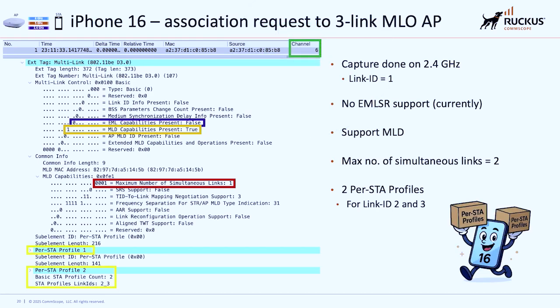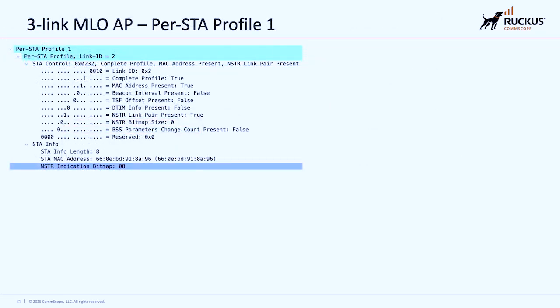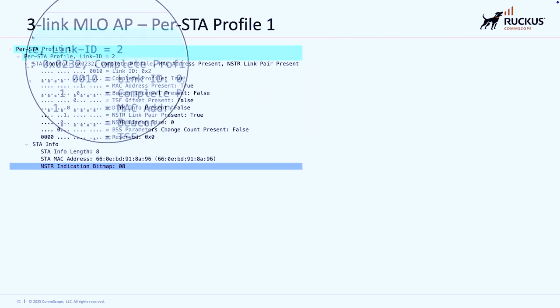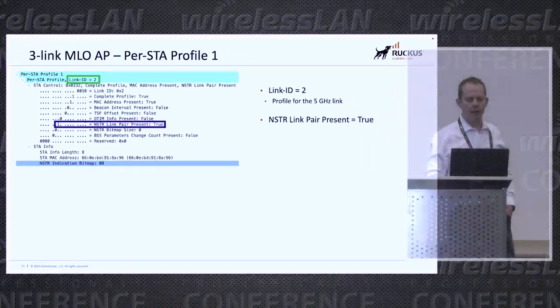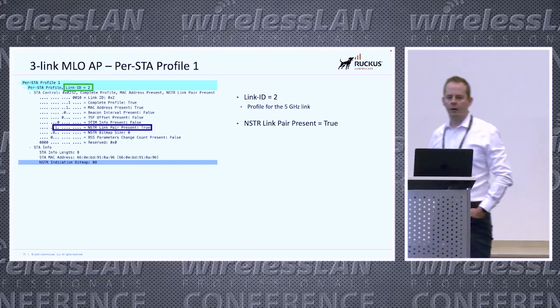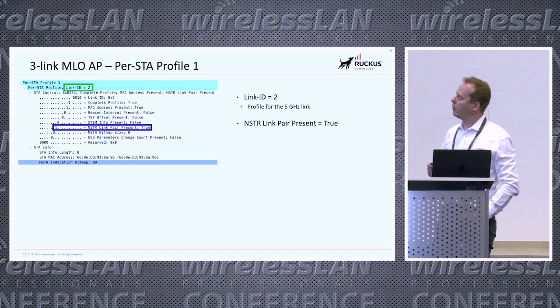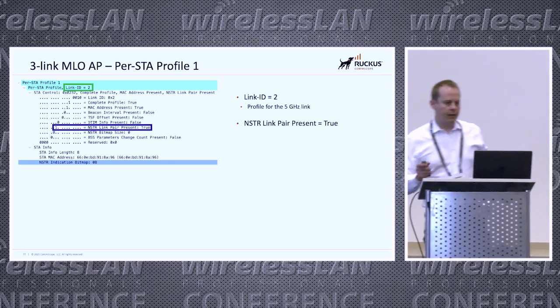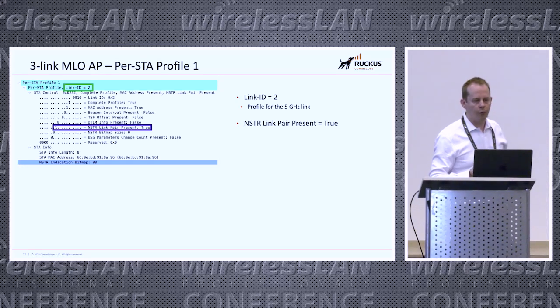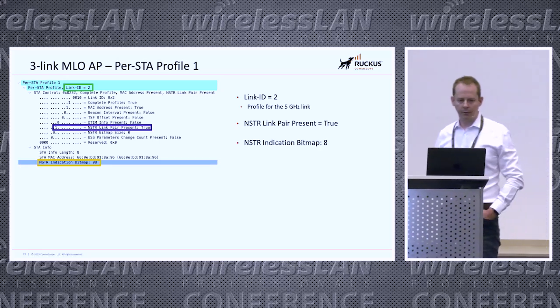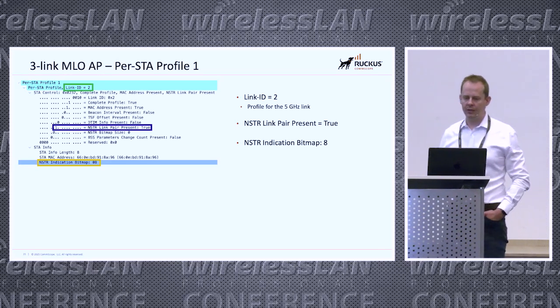So if we have a look at those specific per-STA profiles, what can we learn? We can learn that on the first one, the link ID is 2, meaning it's 5 GHz, and it says that NSTR is true. So you could believe that NSTR is not going to work for any link with 5 GHz, but there is one more piece of information here, which you need to look at.